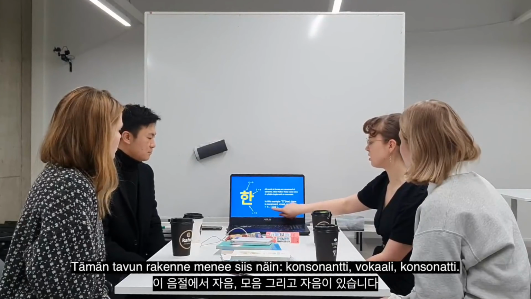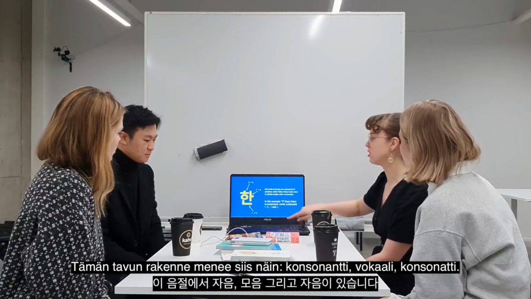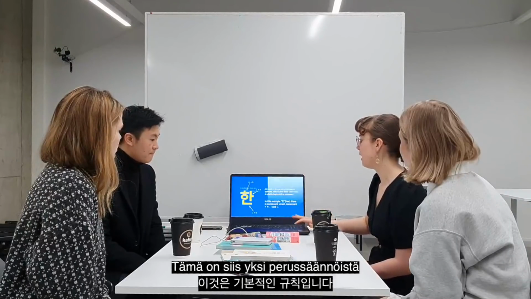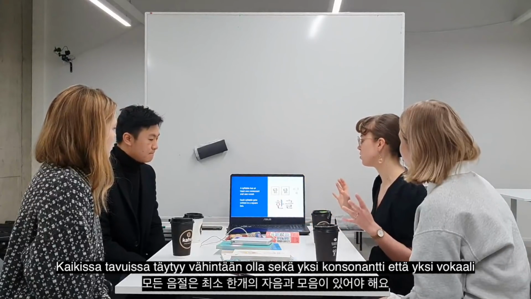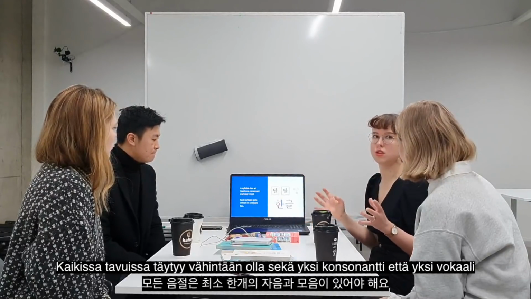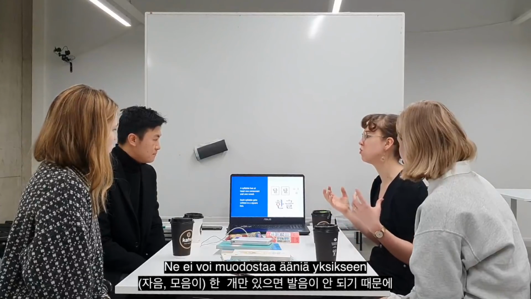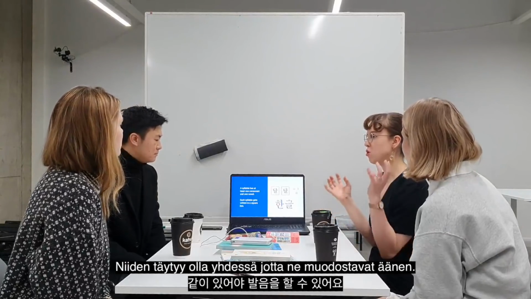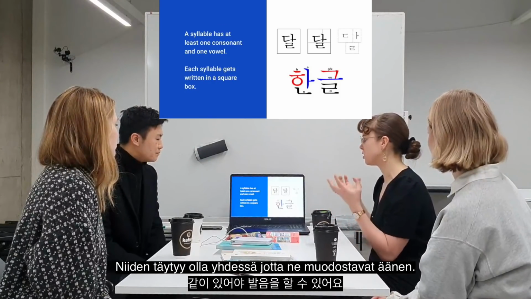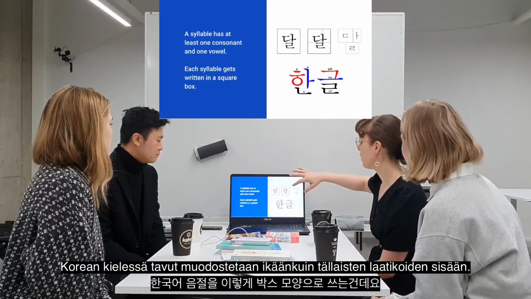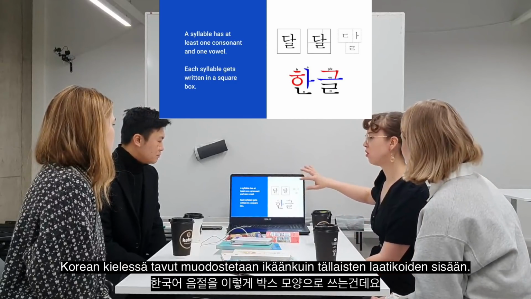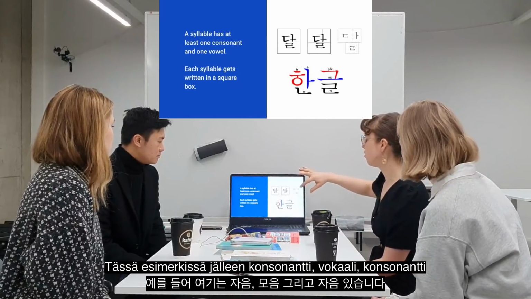It's broken down like this: this is the consonant, this is the vowel, and this is the consonant. This is a very basic rule. All syllables have to have at least one consonant and one vowel. They can't make a sound by themselves, so you always have to combine them to make a sound in Korean. They are built into this box format, so you put a consonant, vowel, consonant.